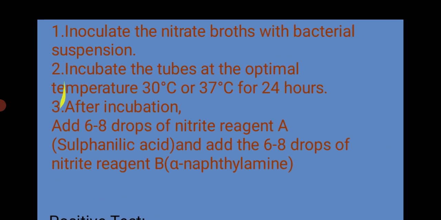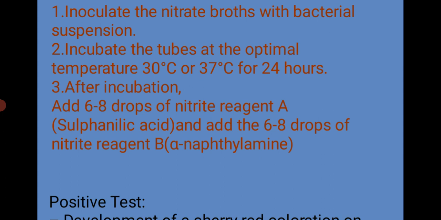Procedure: under aseptic conditions, using a sterile wire loop, inoculate the nitrate broth tubes with the given bacterial suspension. After inoculation, incubate the tubes at 37 degrees Celsius for 24 hours. After incubation, add 6 to 8 drops of nitrate reagent A, that is sulfanilic acid, and add 6 to 8 drops of reagent B, that is alpha naphthylamine.